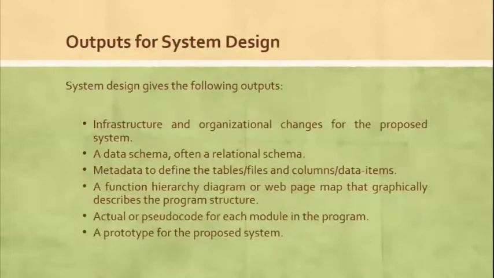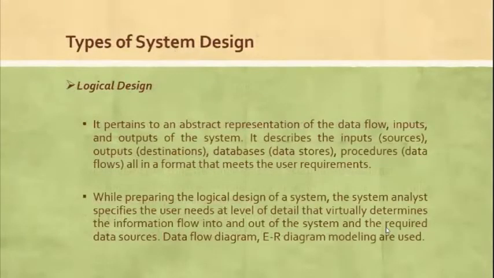System design also gives the following outputs: infrastructure and organizational changes for the proposed system, a data schema, often a relational schema, metadata to define the tables, files, and columns and data items, function hierarchy diagrams or web page map that graphically describes the program structure, actual or pseudocode for each module in the program, a prototype for the proposed system. So now let's proceed with the different types of system design.